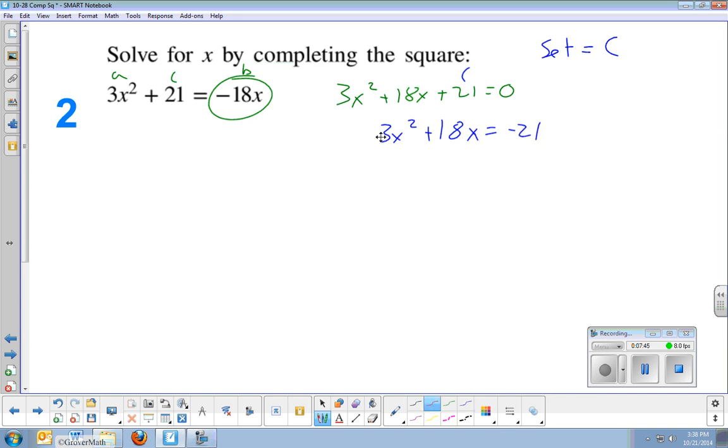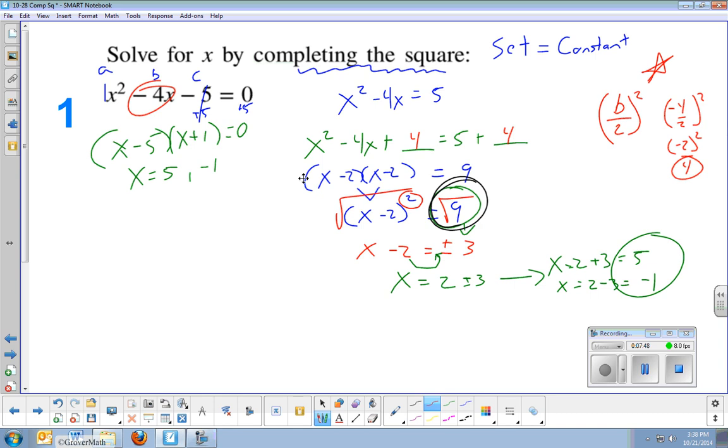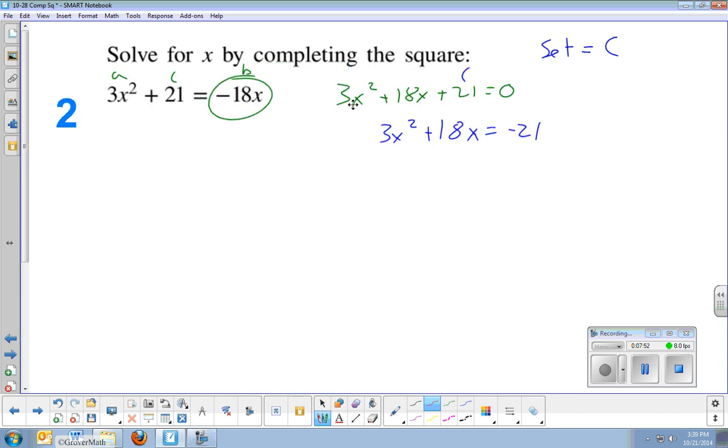And then notice that a key difference between this problem was that a is 1. And that's actually really important for completing the square, that has to be a 1. So we can't have a number here. And so if you do, the way to get rid of it is to divide everything by that. So we're going to divide everything by 3. And that's going to make our a term 1. So we end up with x squared plus 6x equals negative 7.